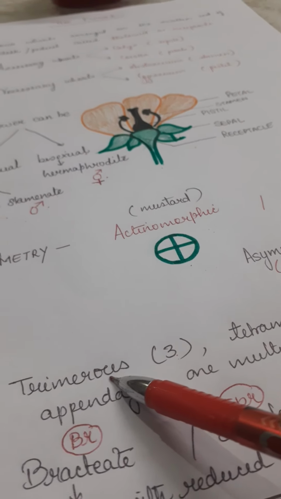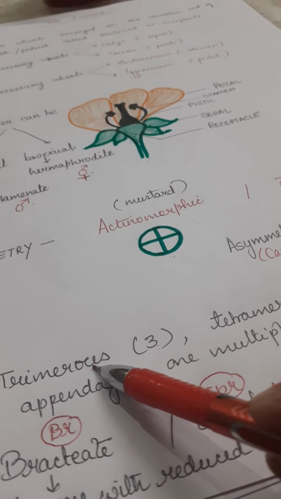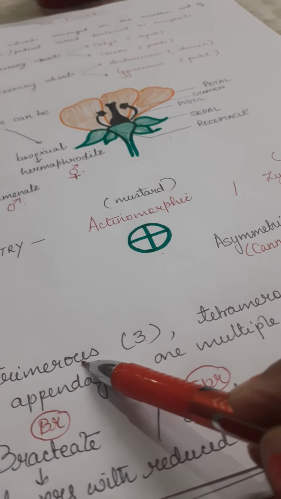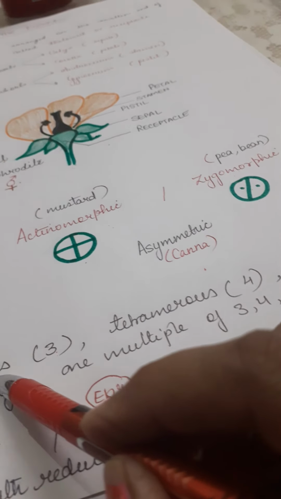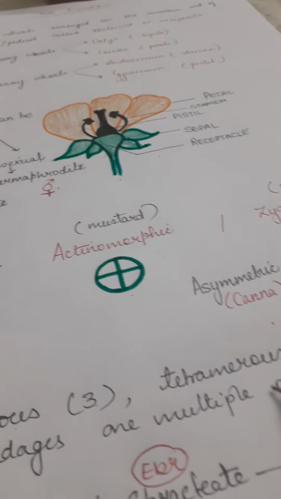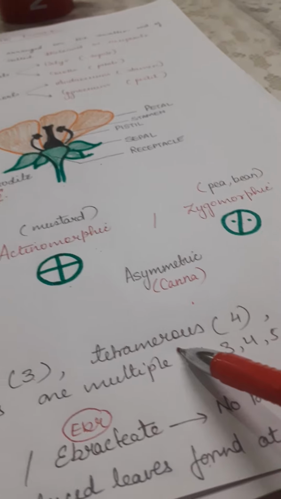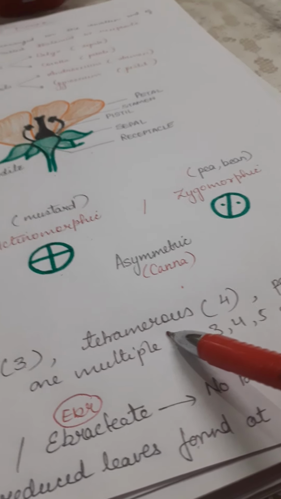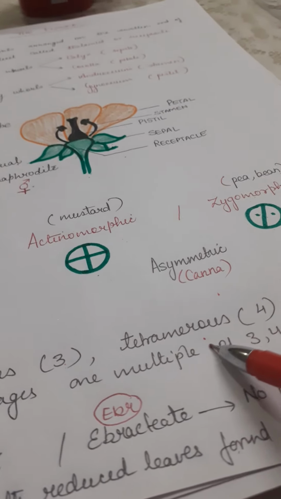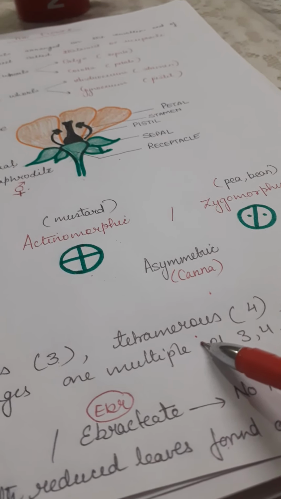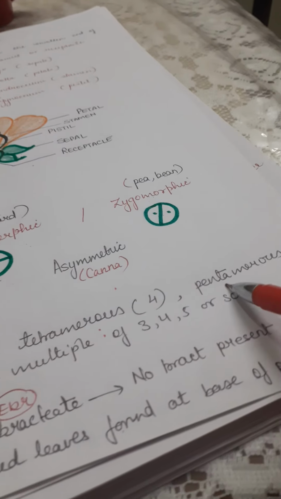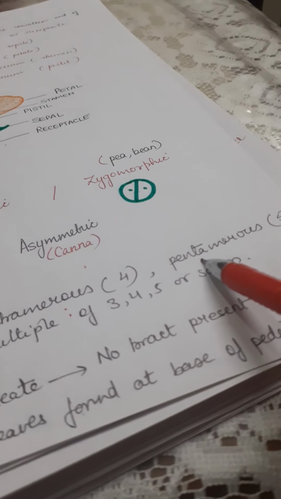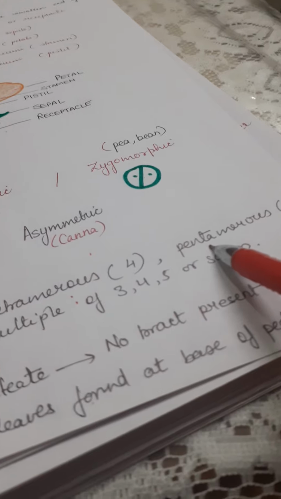For this you have to go to lily. Lily flower is trimerous, and lily was blooming, so if you find a flower, you can really see it. Then you have tetramerous flower, like again you have mustard. Here also you have either 4 appendages or multiples of 4. Then you have pentamerous flower, which has got 5 appendages, like 5 petals, 5 sepals, like this.